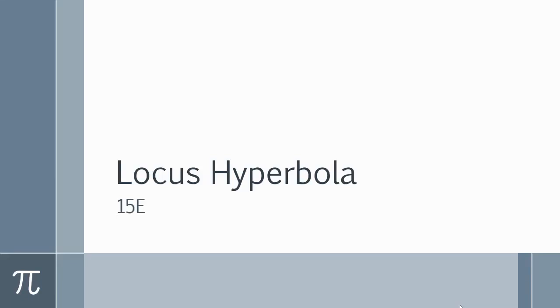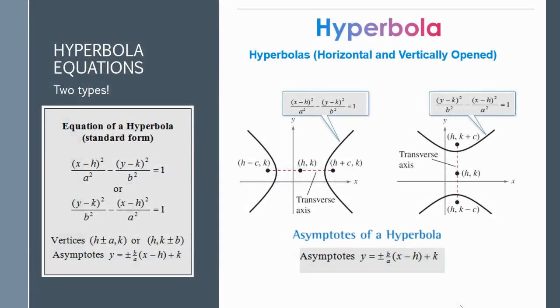Chapter 15E of the textbook is all about the locus which forms the shape of a hyperbola. Before we get to the locus part, let's look at the two standard equations of hyperbola. So hyperbolas have a similar equation to an ellipse. Notice instead of a plus sign in the middle though, they have a minus sign.